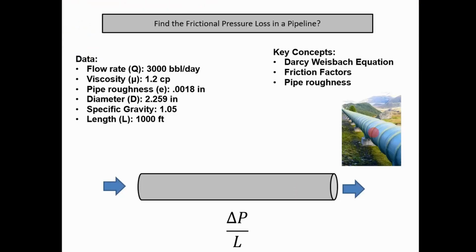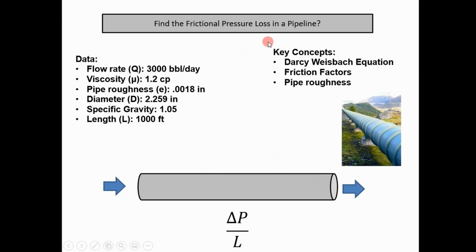I'm going to show you how to calculate frictional pressure loss in a pipeline in 6 steps. So we're given the following data. You have flow rate in terms of barrels per day, viscosity, pipe roughness, which is a value you need to look up based on the material of your pipeline, the ID or inner diameter of the pipeline right here, specific gravity, and length. So what we're going to do is calculate the frictional pressure loss per unit length, and multiply it by the length of the pipeline to get our frictional pressure drop across the pipeline.